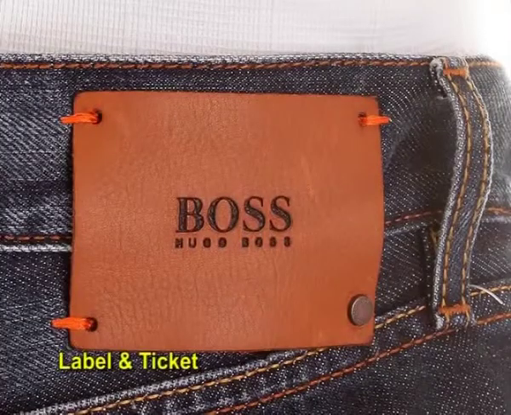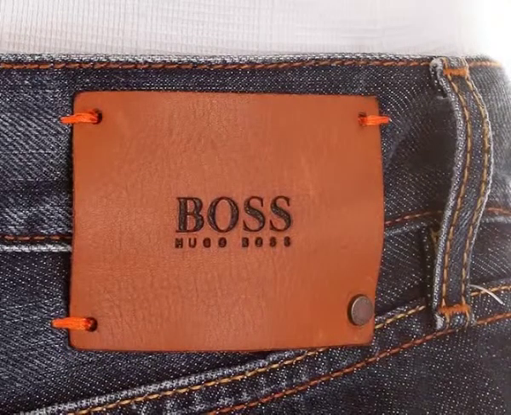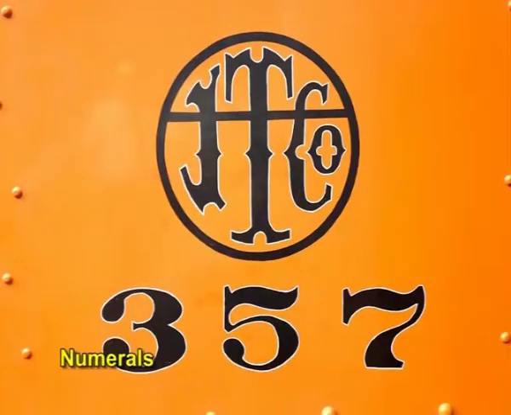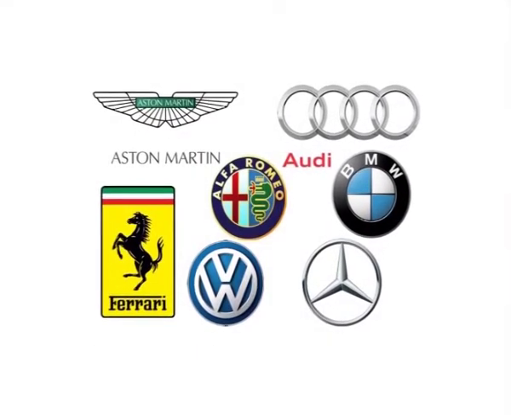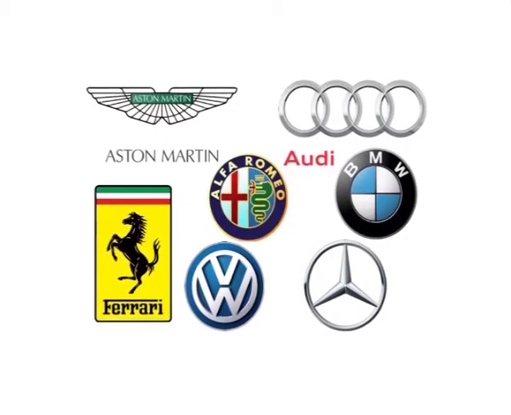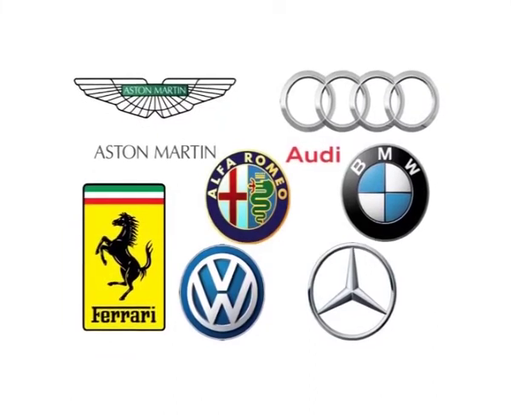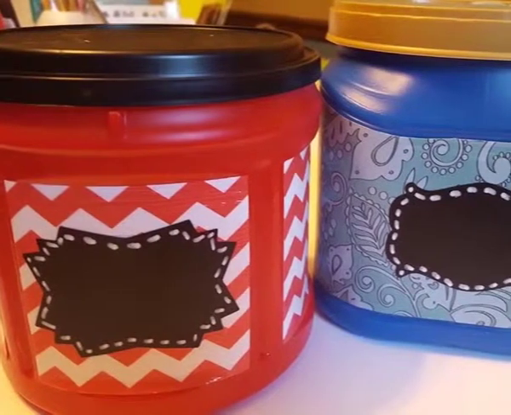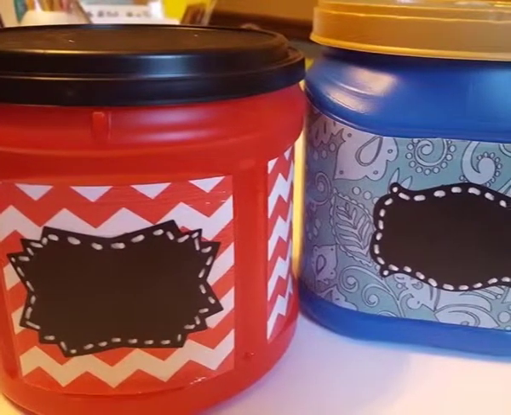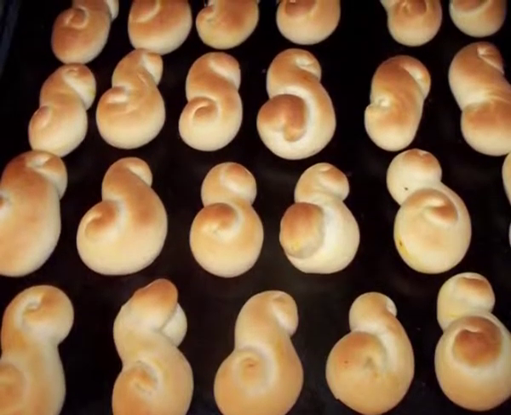Third, label and ticket. These contain various features including devices, words or patches attached to the goods themselves. Fourth, numerals. A combination of numerals can also be used as a trademark. Fifth, symbols and logos. A visual depiction of the manufacturer or the company that lives in the identity of it. Generally, logos are used as service marks. Sixth, container. It is a three-dimensional form which may be treated as a trademark. Seventh, shape of goods. A unique shape of goods may be considered as a trademark.